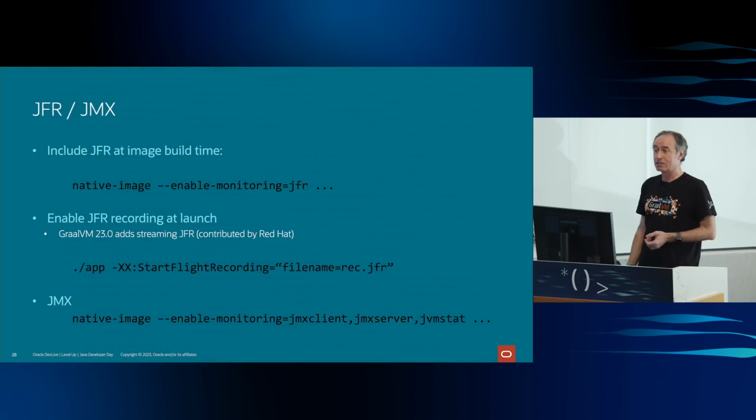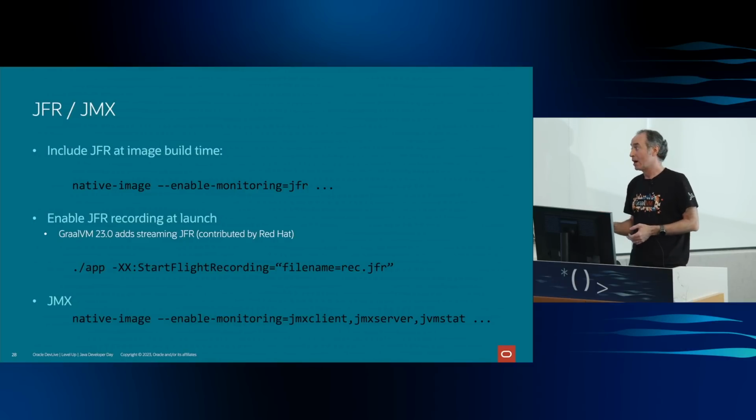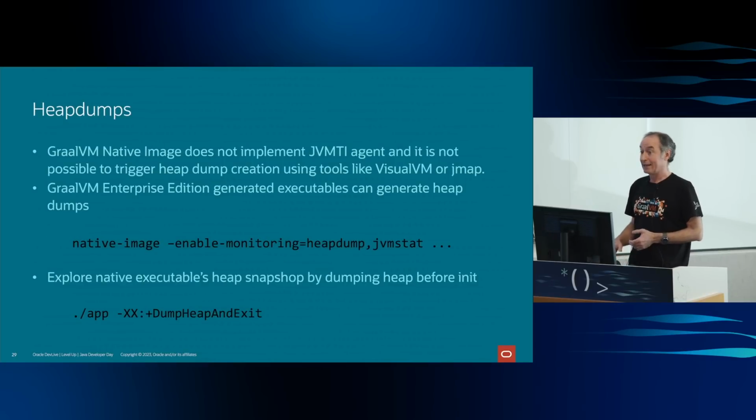You start the application just like you do on HotSpot, right? You tell it where to dump the file to, and it'll do that. Just recently, we were also getting contributions around streaming JFR, so that work's in progress right now. Again, Red Hat is mostly leading this work for us. And JMX is now available, so you can turn on JMX, bring up VisualVM, trigger a heap dump, whatever. And speaking of which, heap dumps.